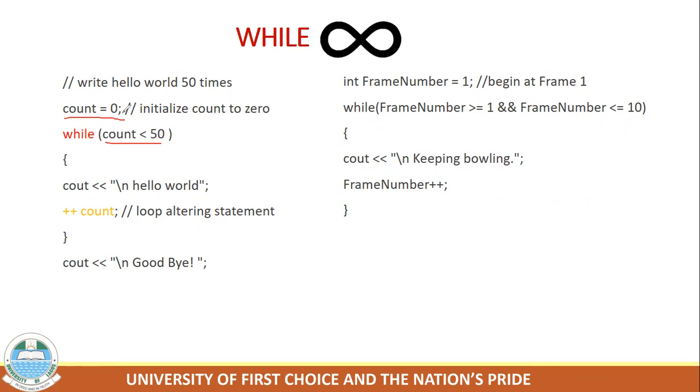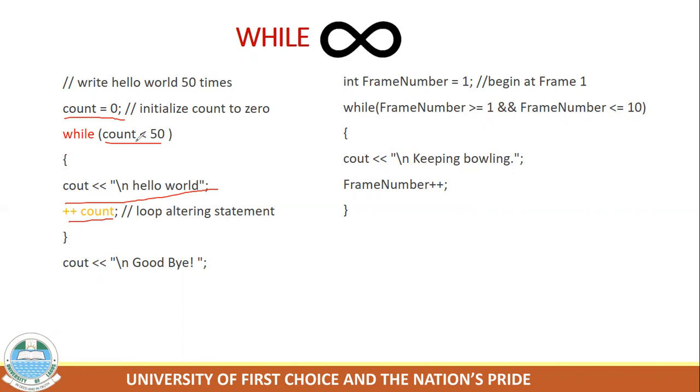So you can see count is 0, right? Is 0 less than 50? Yes. Then it will execute this statement. It will show hello world on your screen. Then you increment your count. This is the loop altering statement. Then count becomes 1. Is 1 less than 50? Yes, it displays hello world, and increments your count to 2. Is 2 less than 50? Is 3 less than 50? Is 4 less than 50? When it gets to 49, is 49 less than 50? Yes, it executes. Now it increments count to be 50.